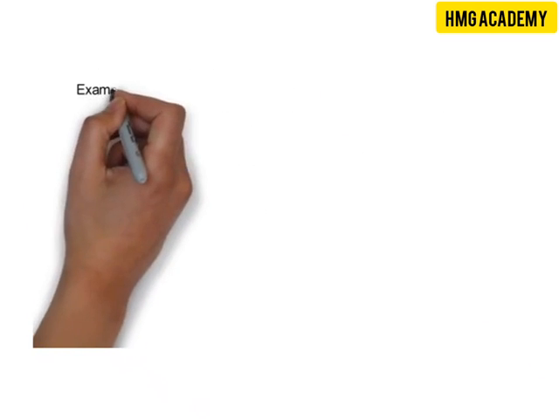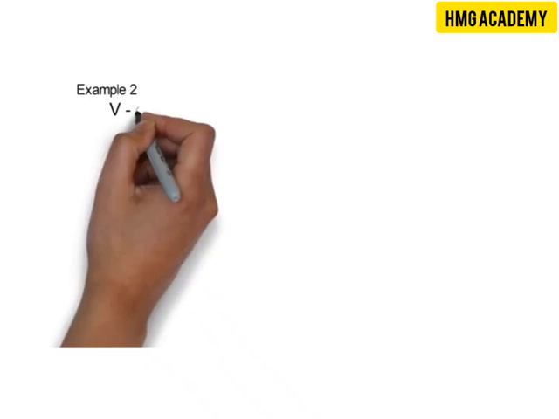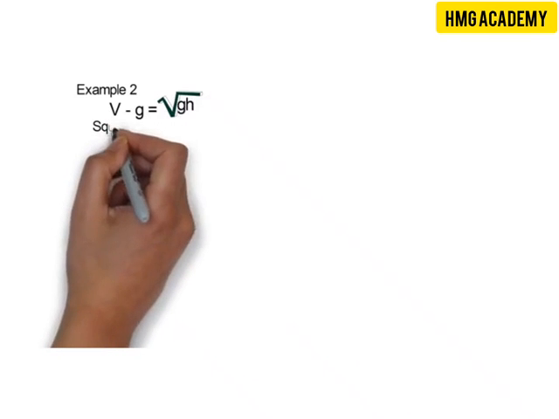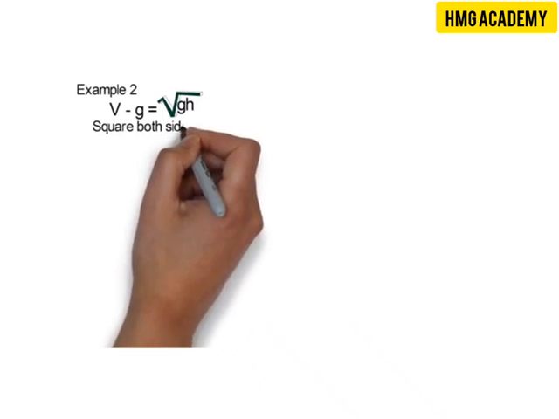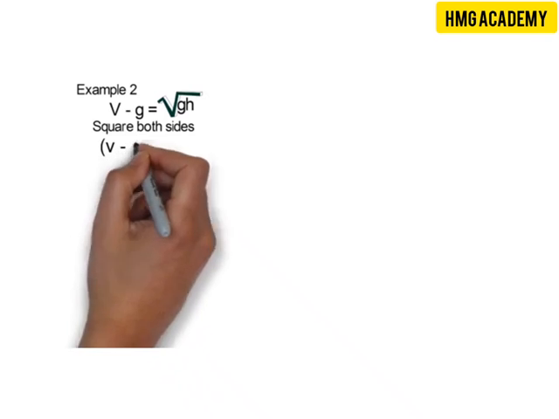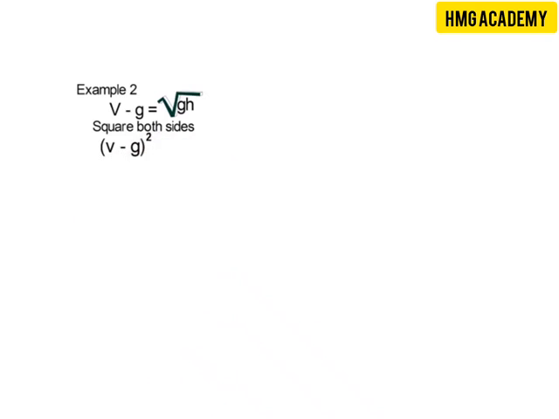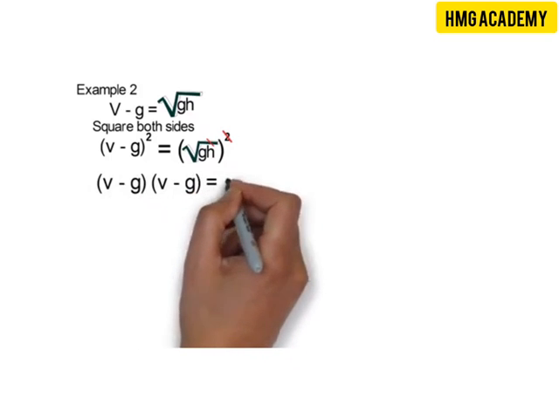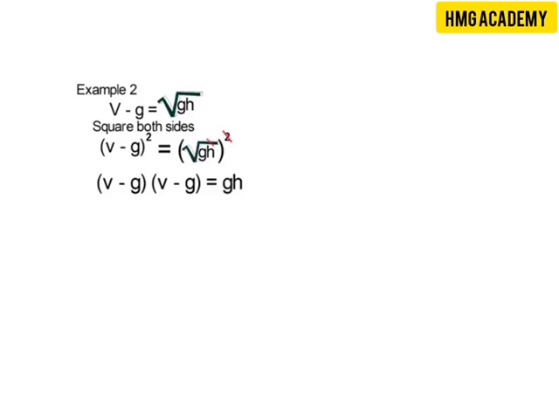Example 2. We have v minus g equals square root of gh. So what do we do to eliminate our square root now? We square both sides. So this will give me v minus g squared equals square root of gh all squared. See that? So here the square will cancel out the square root. So I'm left with v minus g into bracket v minus g equals gh. Do you get that?